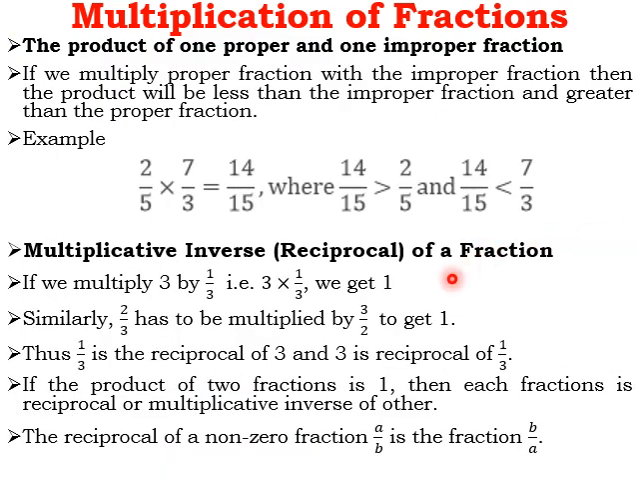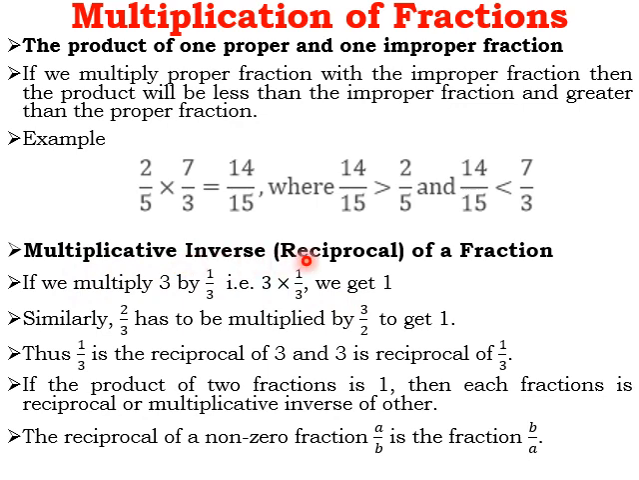The product of one proper and one improper fraction. If we multiply proper fraction with the improper fraction, then the product will be less than the improper fraction and greater than the proper fraction. Example, 2 by 5 into 7 by 3 is equal to 14 by 15, where 14 by 15 is greater than 2 by 5 and 14 by 15 is less than 7 by 3.